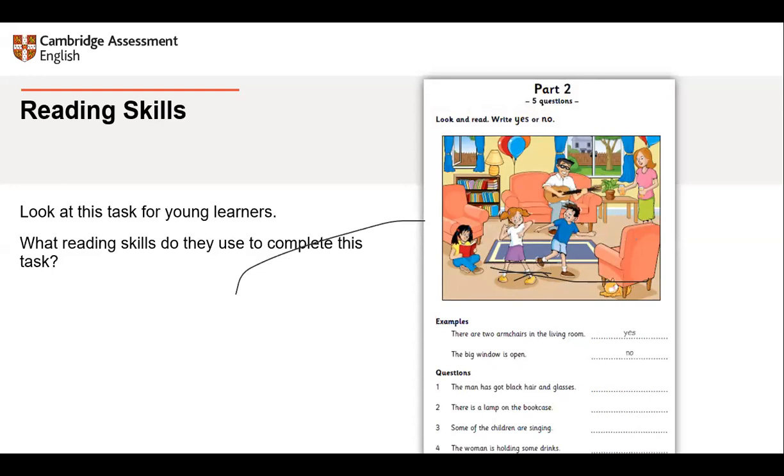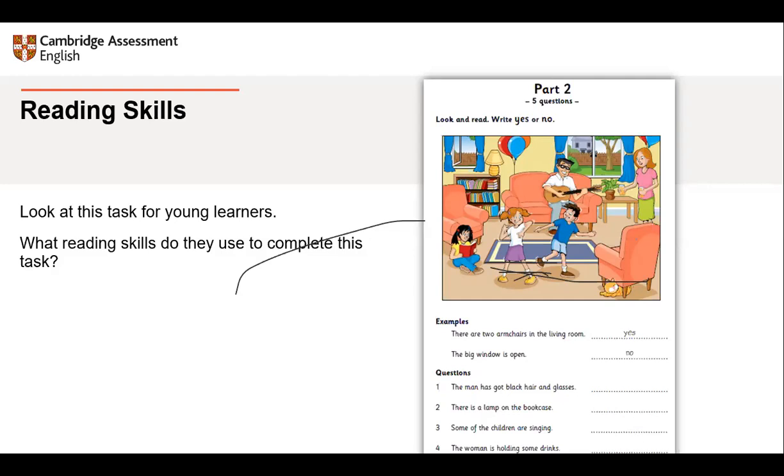So can you share some ideas? Can you say something about the skills that they use to complete this task? Scanning. Okay, scanning. Can you give me an example of things they will be scanning for? The armchairs, a big window.